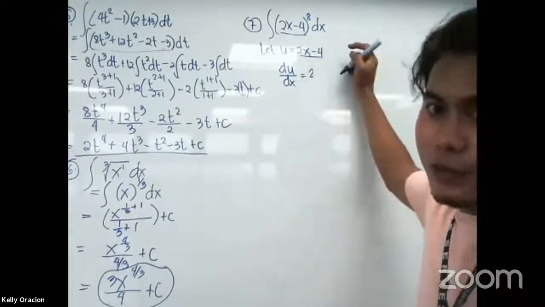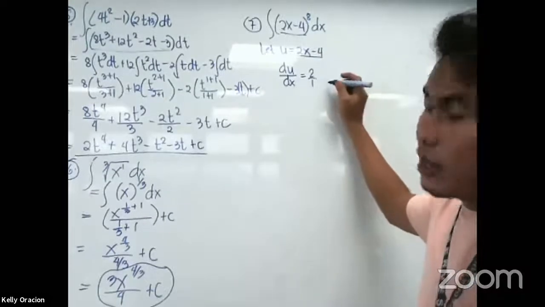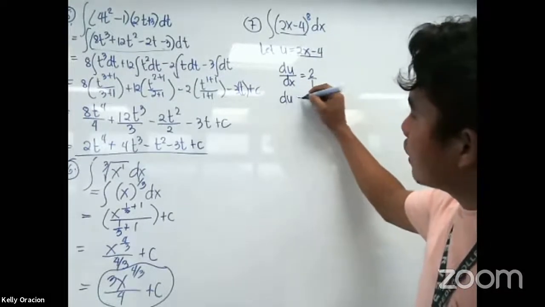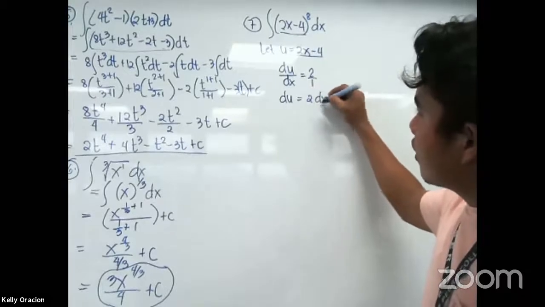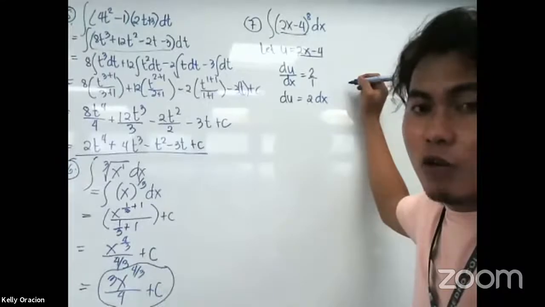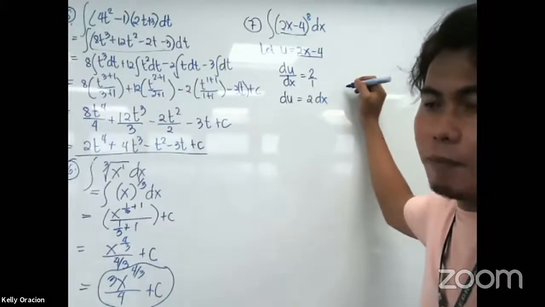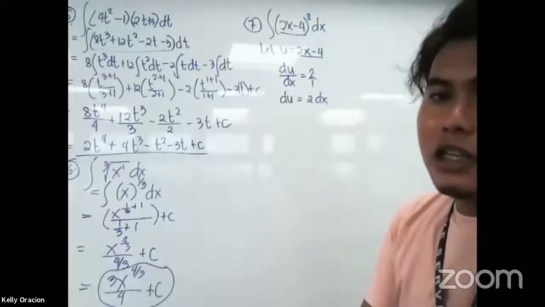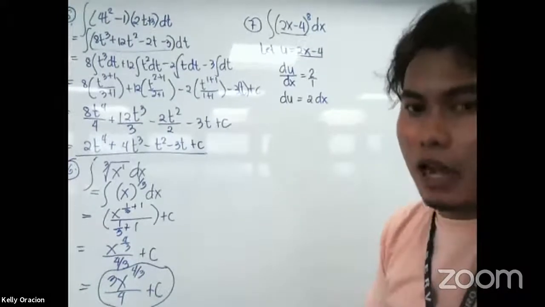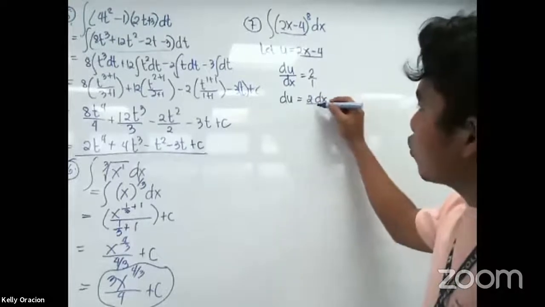Then, ayun napila ang 0. Then, cross multiply. So, you have du is equal to 2 dx. Okay? du is equal to 2 dx. Now, ito yung rule. Isa sa mga rule. Pero di na siya always. Most of the time na siya sa mga examples. You need to divide both sides by 2.